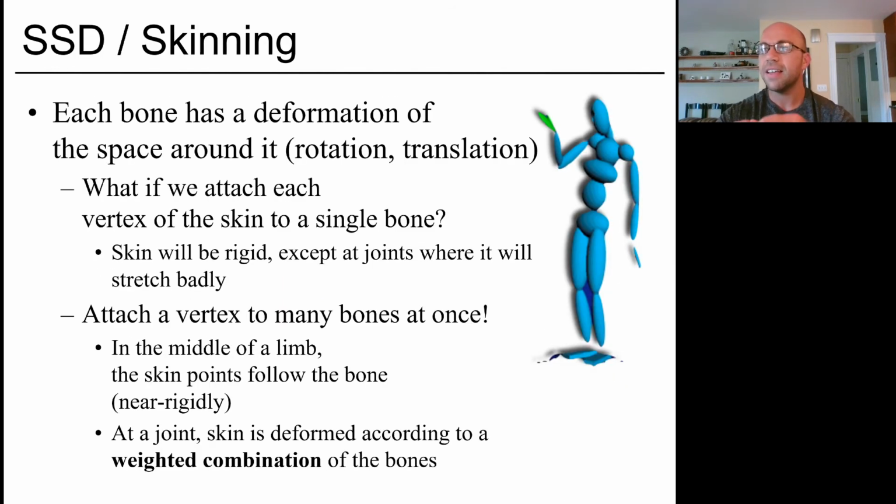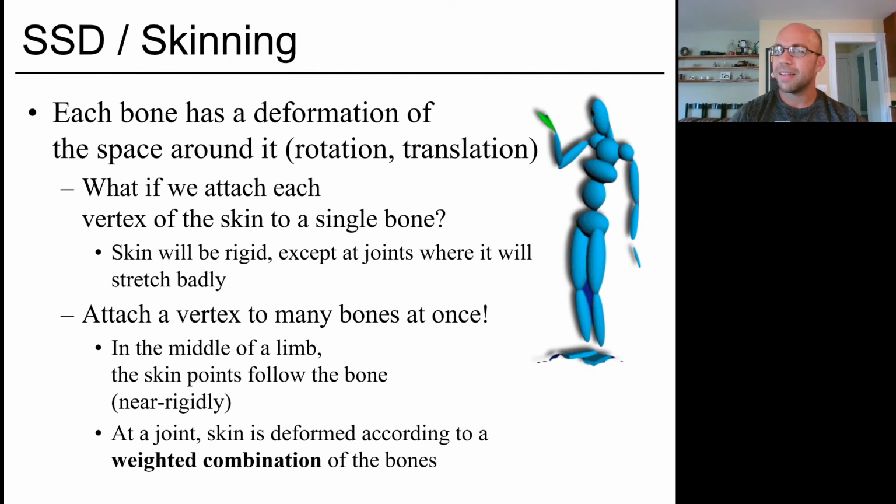So in SSD, each bone basically defines a deformation of the space around it, right? So maybe my rest pose is like this. I come up with some new pose. And now if I look at just my upper arm, there's some rigid motion that goes from the pose of my upper arm in the rest pose to the pose of the upper arm that I'm trying to actuate. And then we're just going to apply exactly the same rigid motion that I used to move my bone to the skin that's close to that bone.